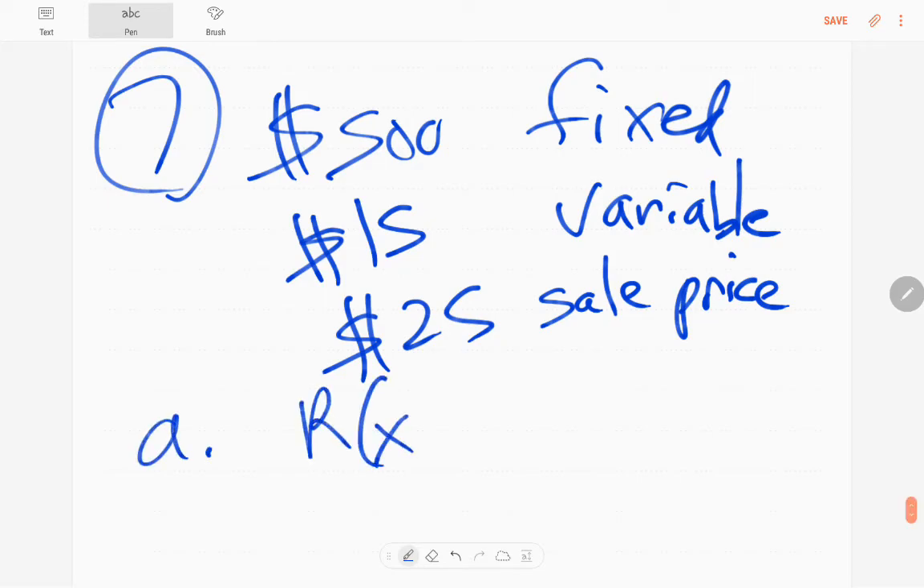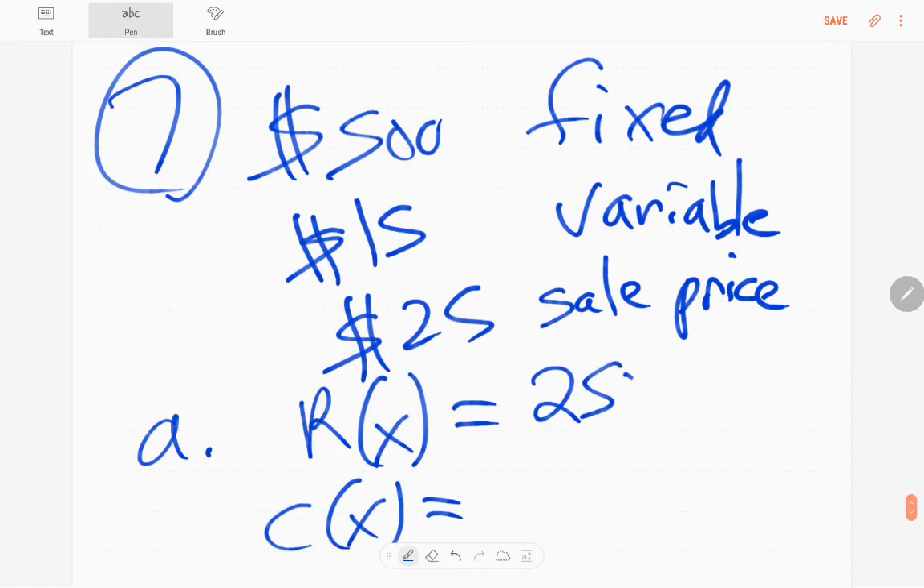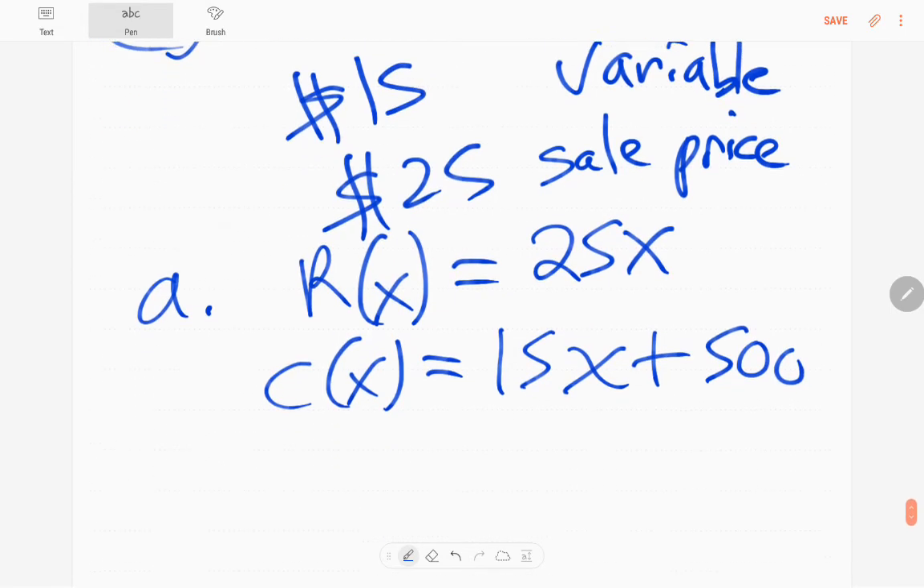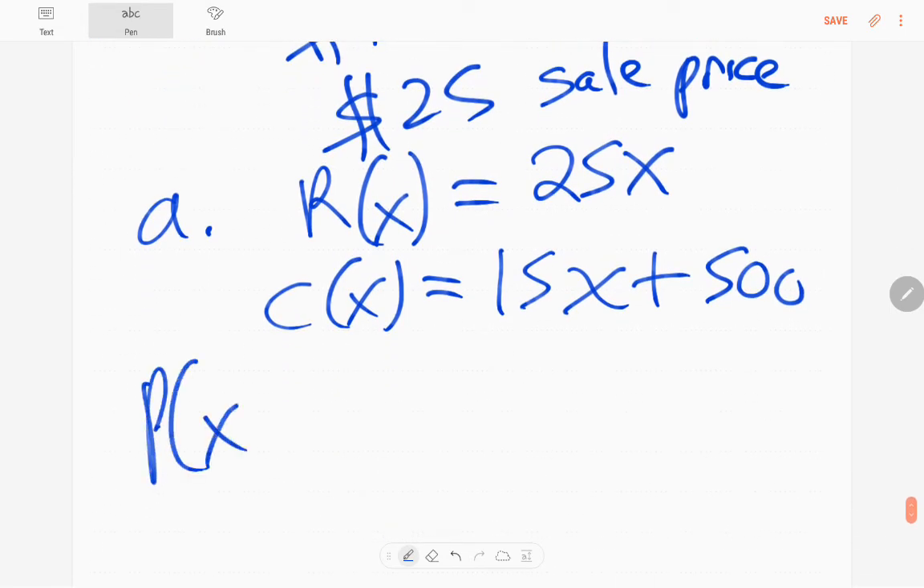Well, we really need the revenue function and the cost function before we can find the profit. And the revenue is just the price per item times the number that you sell, which is x. And I think we're supposed to assume the cost function is linear in this case. And it's always the variable cost times x plus the fixed cost. And remember, by definition, profit is revenue minus cost.